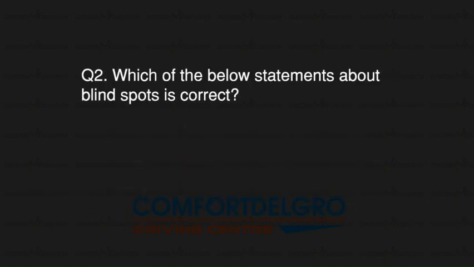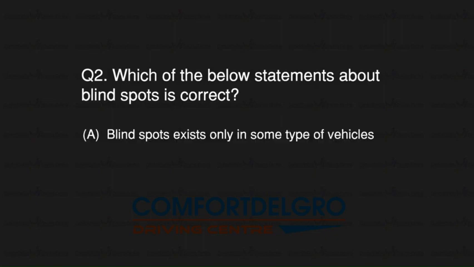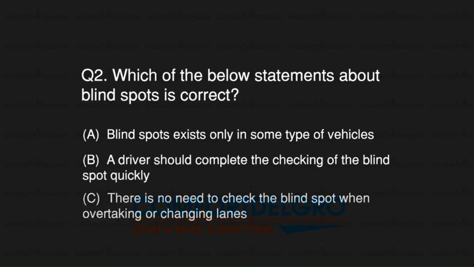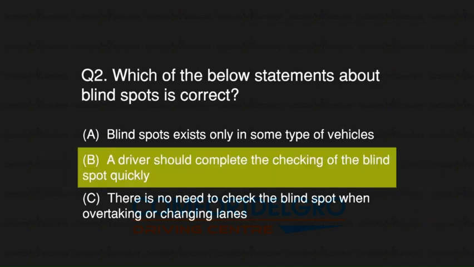2. Which of the below statements about blind spots is correct? A. Blind spots exists only in some type of vehicles. B. A driver should complete the checking of the blind spot quickly. C. There is no need to check the blind spot when overtaking or changing lanes.